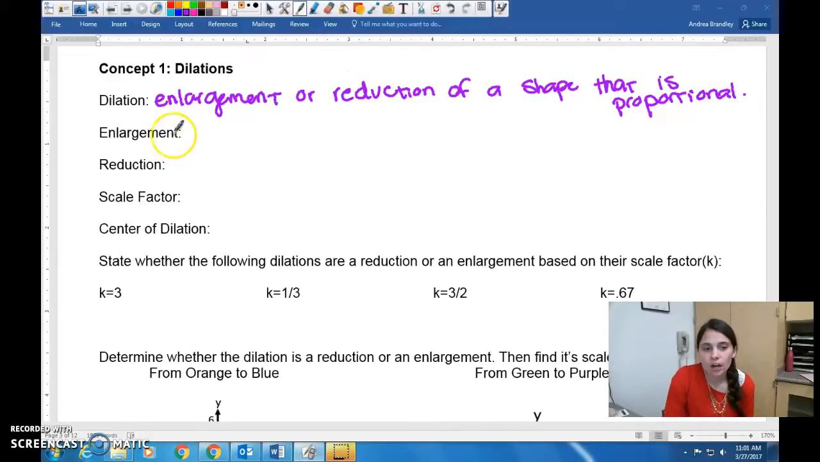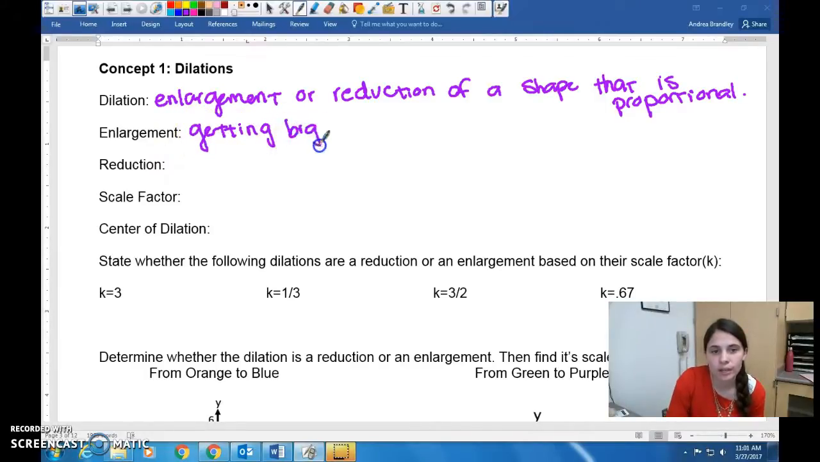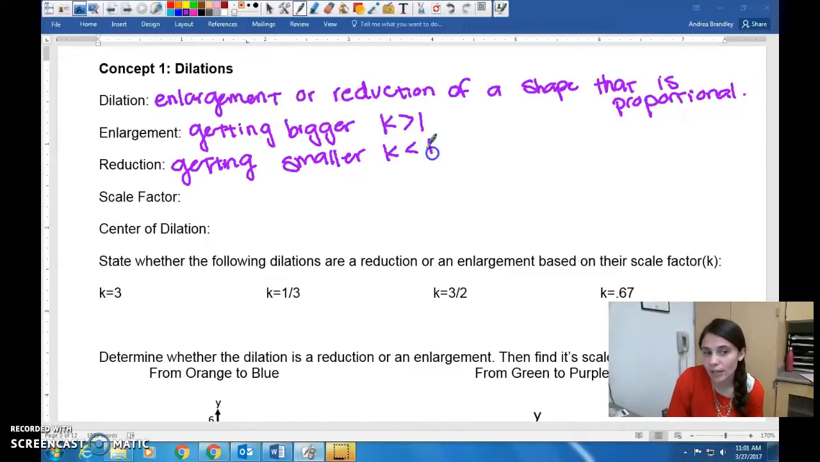And then an enlargement, in layman's terms, is getting bigger. And that happens when our scale factor, which we'll call K, is greater than 1. A reduction is getting smaller. And that happens when our K is less than 1. And then the scale factor, in essence, is how much bigger or smaller something is getting.